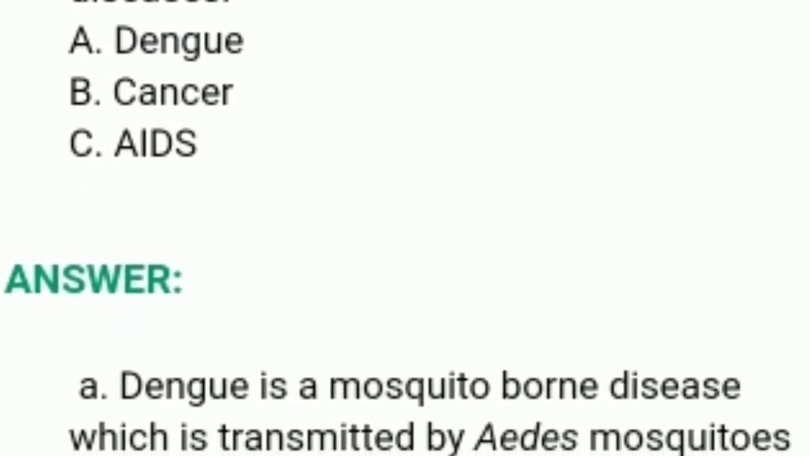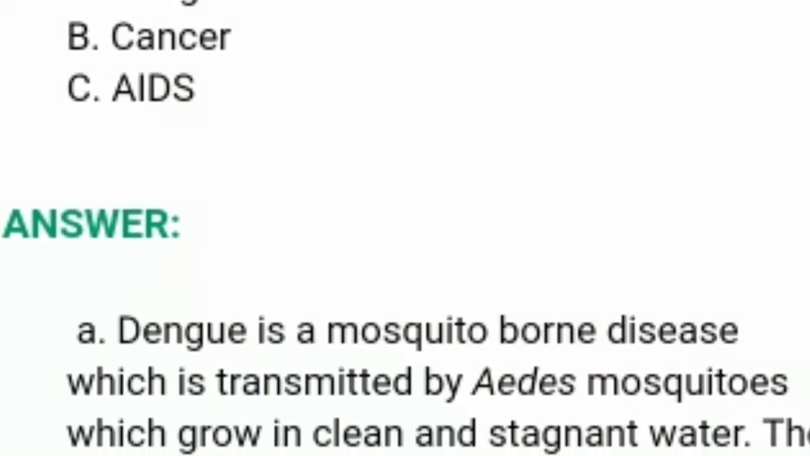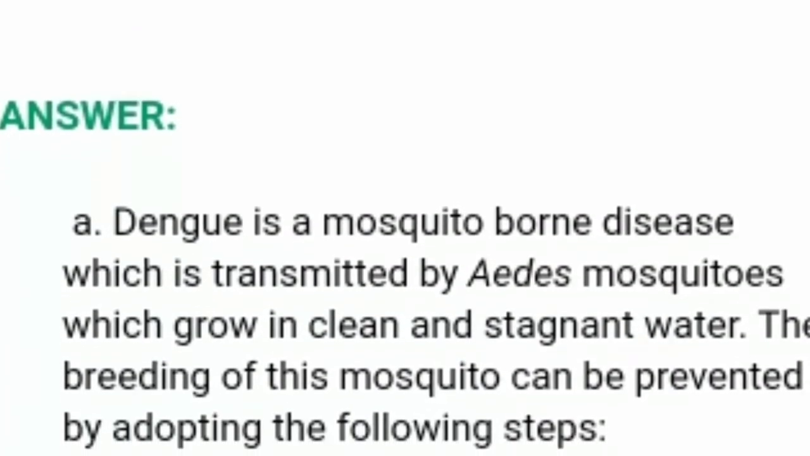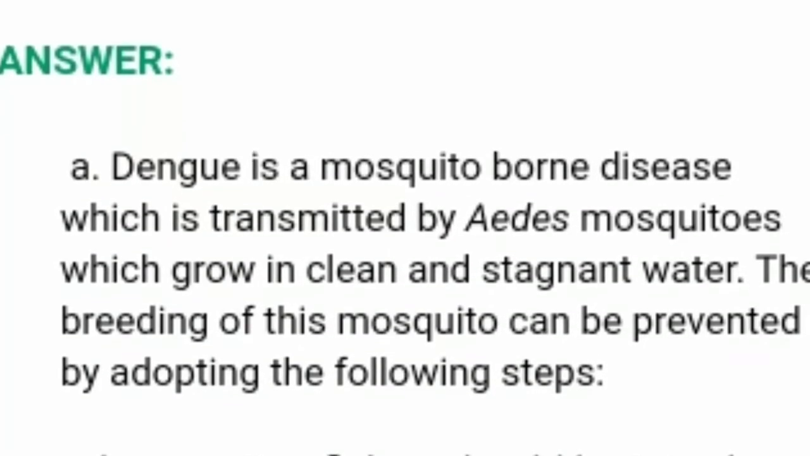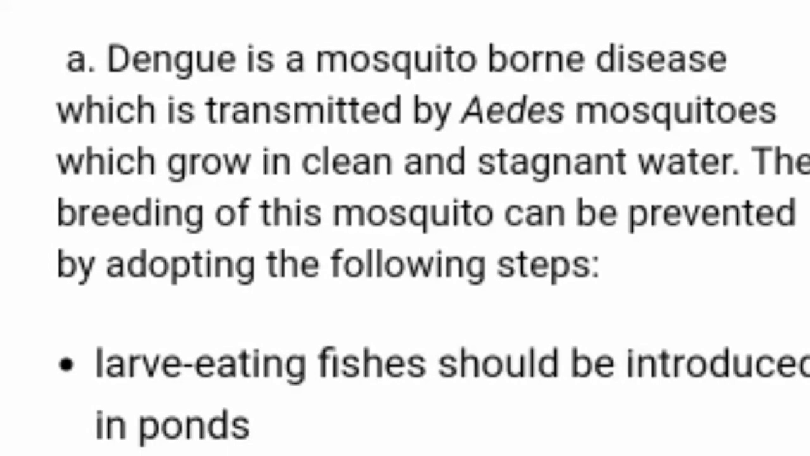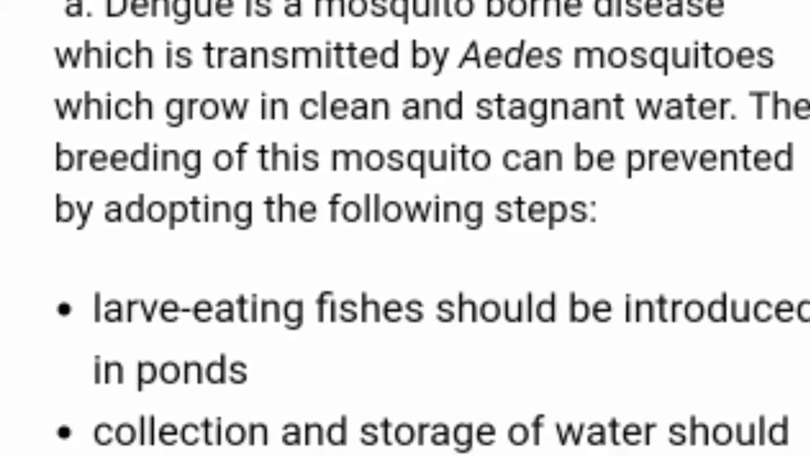Okay, three questions are given. First, we will see dengue. Dengue is a mosquito-borne disease, which is transmitted by the Aedes mosquito, which grows in clean and stagnant water. The breeding of mosquitoes can be prevented by adopting the following steps.